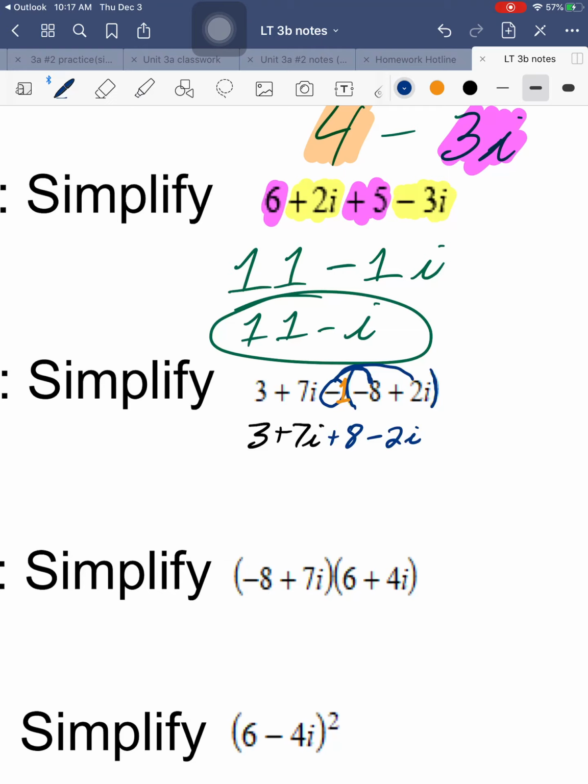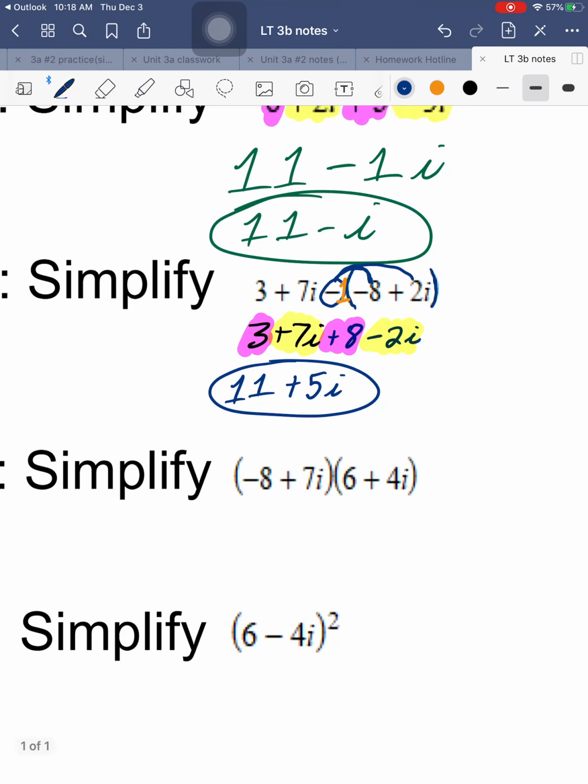Now we're going to look, just like in example 1, at what our like terms are. We have 3 plus 8. So again, that's 11, just like the last one. It doesn't always add up to 11, just a coincidence. And we have positive 7i minus 2i. So 7 minus 2 is 5. The 5 is positive, so plus 5i. There's your final answer. All right, next example.